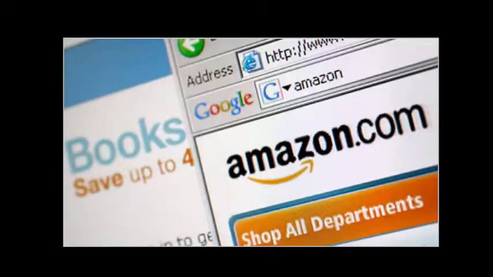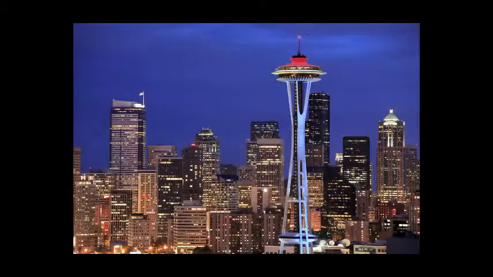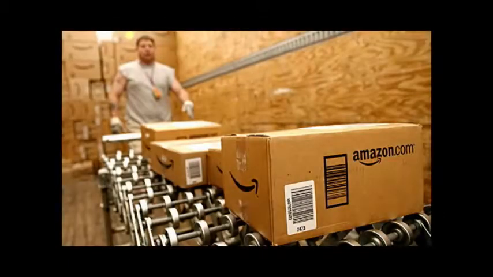Legal alternatives: Amazon.com. The headquarters is located in Seattle, Washington State. Amazon.com was incorporated by Jeff Bezos in 1995. It is one of the largest online retailers of electronic commerce compared to other retailers.